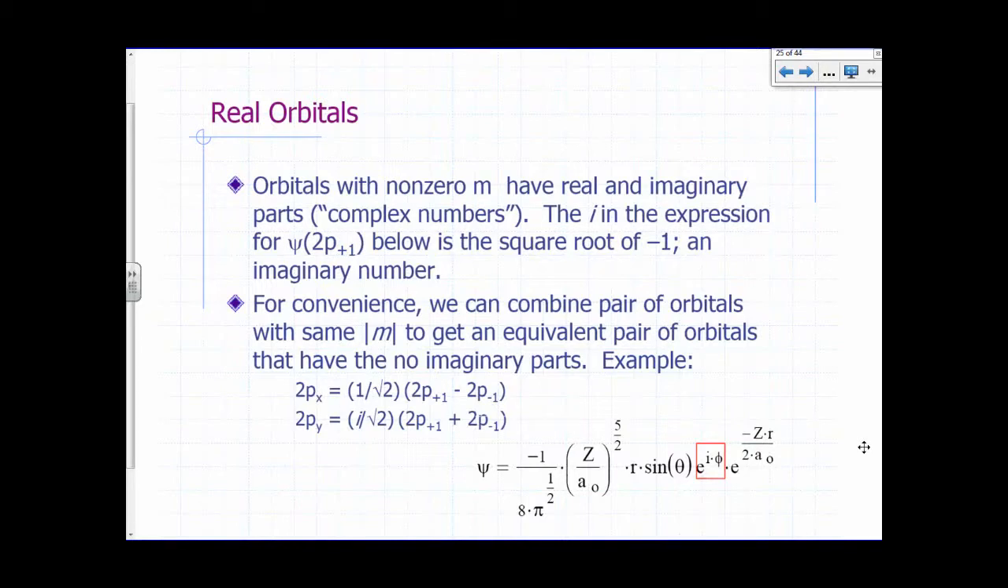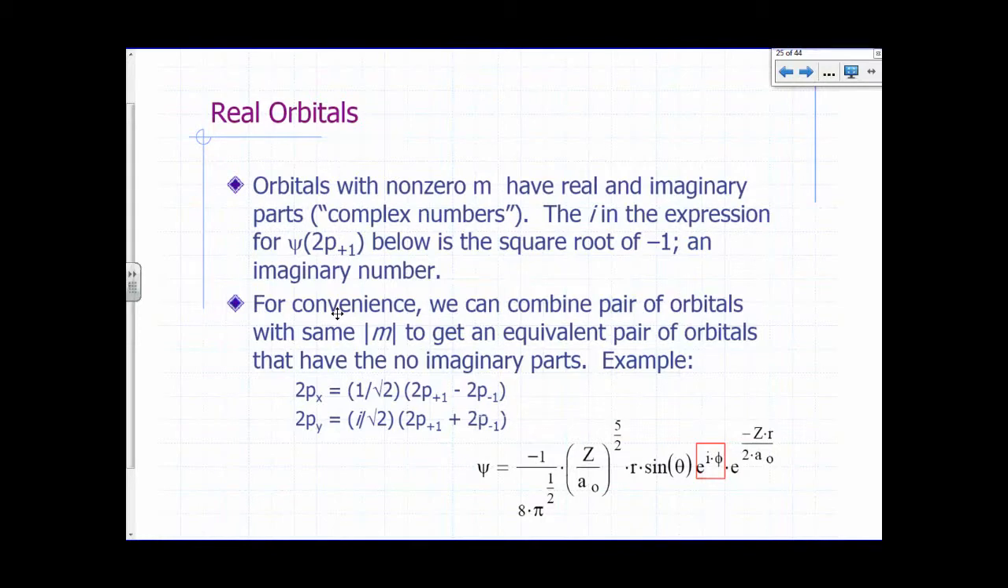You may have noticed that we talked about 2px and 2py orbitals while we were looking at the visualizations at the Davidson website, and we have not mentioned those at all prior to that. The reason is that those orbitals are actually obtained from the 2p plus 1 and the 2p negative 1 orbitals.